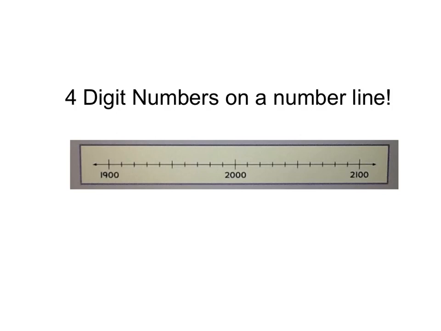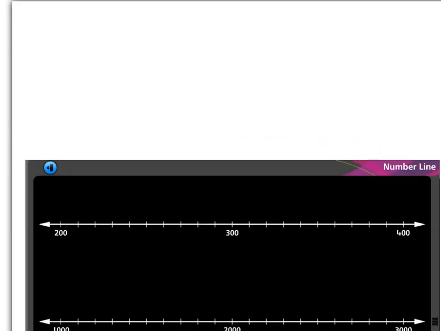Hey kids, in this next lesson we're going to be using a number line to locate numbers up to 10,000. So those sorts of numbers are numbers that have 4 digits. Let's have a look at this number line.